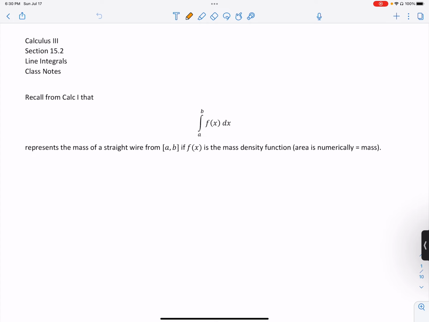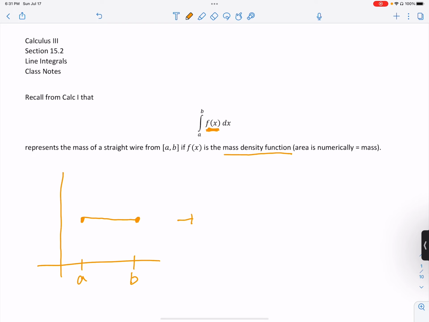So from Calc 1, we have this integral, and this represents the mass of a straight wire. It'd be like if we had a straight wire on our graph from A to B. If the function f of x is the mass density function, then we are finding the mass of that wire. So if f of x represents the density at any point of that wire, the integral from A to B will find the mass of that straight wire.